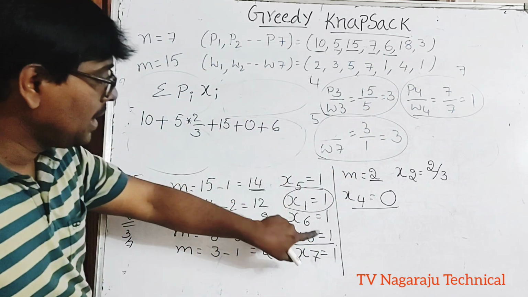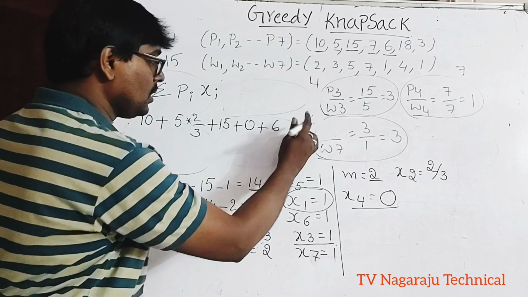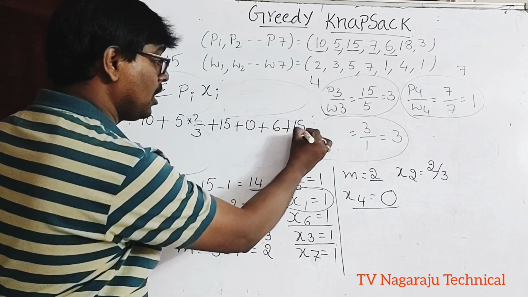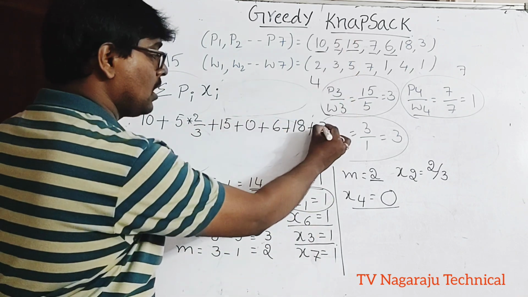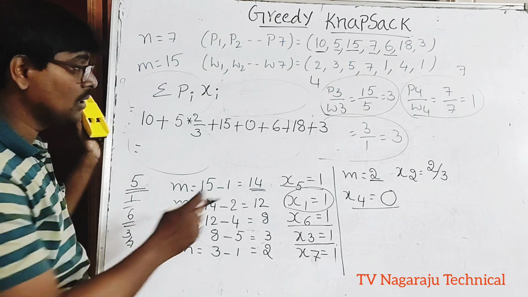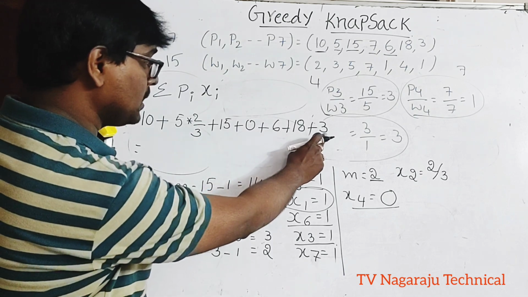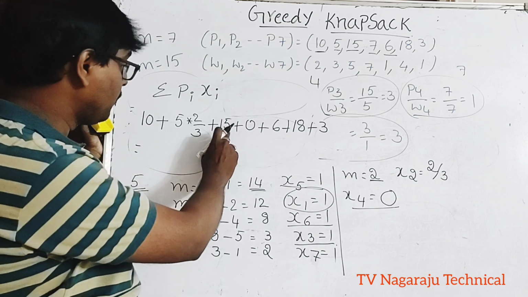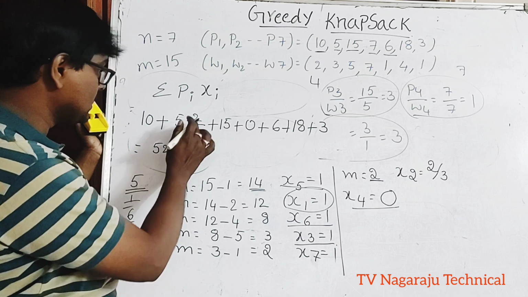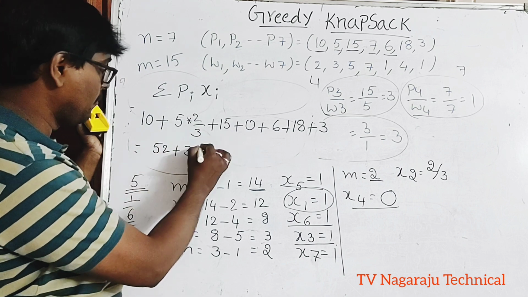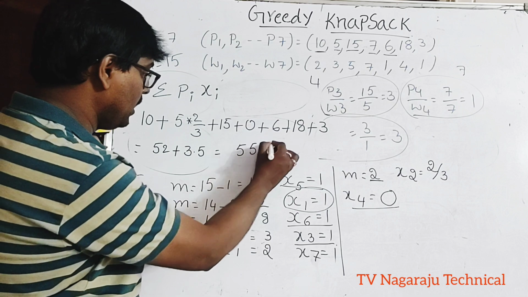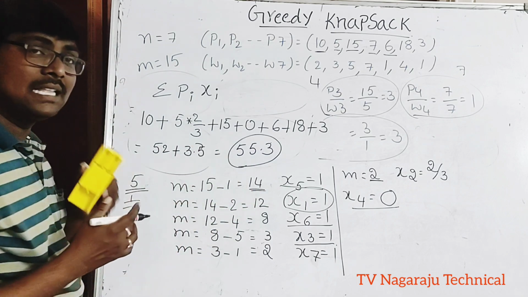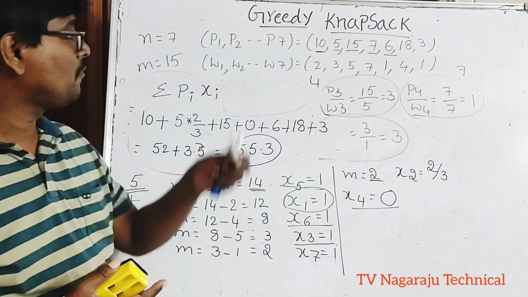You got it? If the complete object is placed, you get the total profit. Now P6, where is P6? Here. P6, the complete object is placed. For P7 also the object is placed. Now calculate the total. 18 plus 6, 24. 24 plus 3, 27. 37, 47, 52. 52 plus 10 by 3, that is 3.3. So 55.3. This is the maximum profit you get for this example.